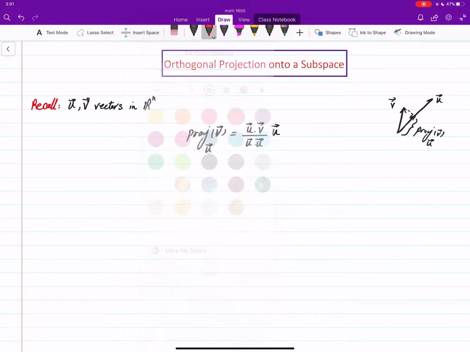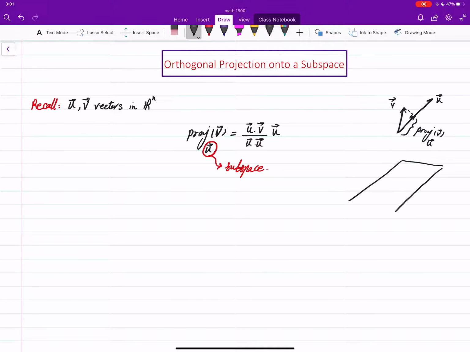Now we want to replace this vector by a subspace. And what geometrically we mean is that, if you have, let's say, a two-dimensional subspace and a vector like v, the projection here means that, again, find the shadow of that vector v onto the subspace. Well, let's see how we do that definition.